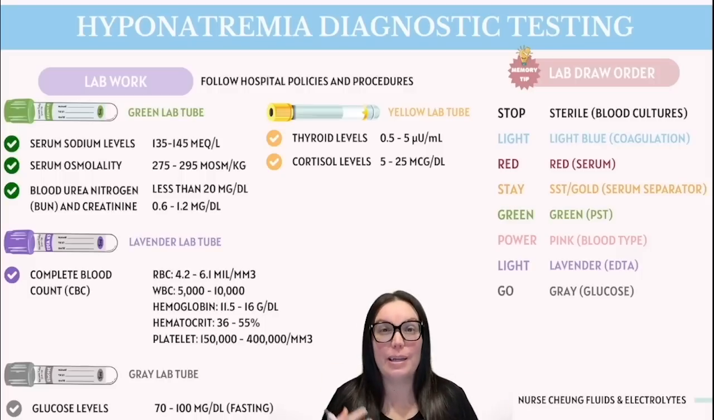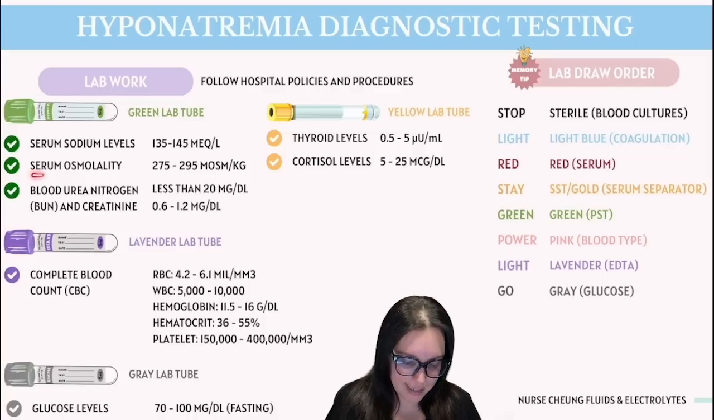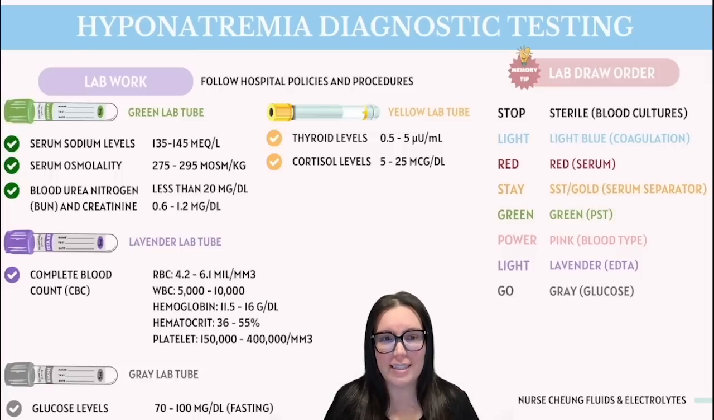So what are we looking at when it comes to diagnostic testing? First up, we're going to start with our green tube, and we're going to be looking at serum sodium levels. Really, we look at this to confirm hyponatremia, which is sodium levels below 135 milliequivalents per liter. And next up, we have our serum osmolality. So again, this measures the concentration of solutes in our blood. So we would typically see a low osmolality, somewhere less than 275, and that's going to confirm that we have some kind of dilutional hyponatremia.